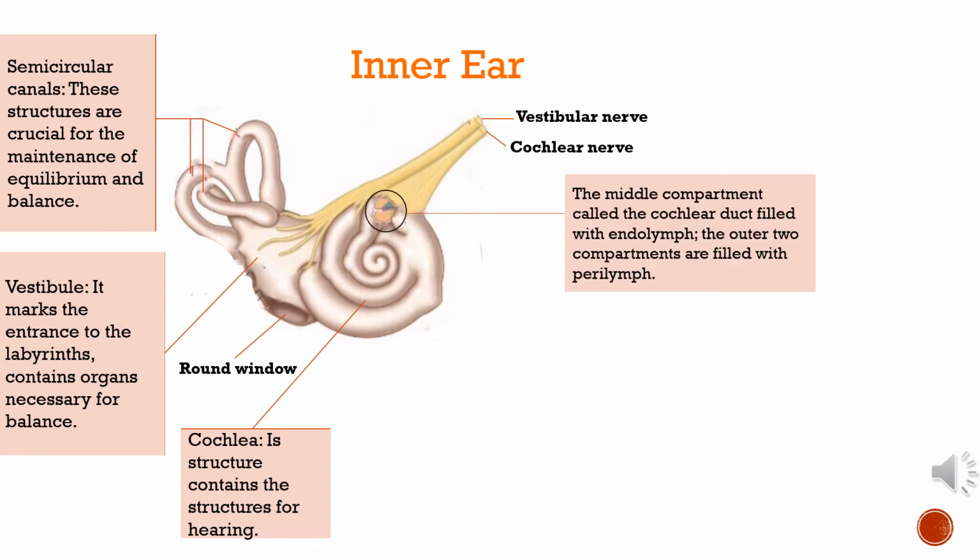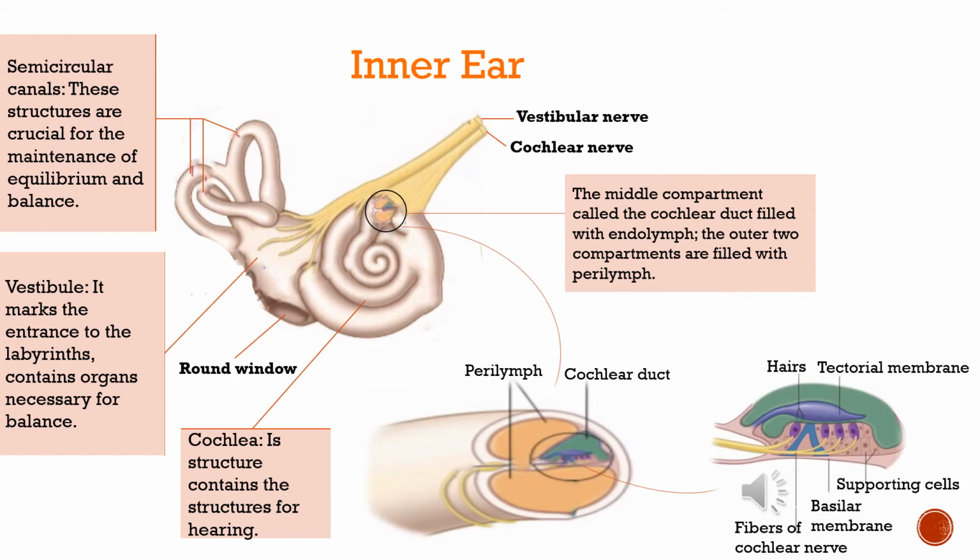The spirals of the cochlea are divided into three compartments. The middle compartment is called the cochlear duct, filled with endolymph. The outer two compartments are filled with perilymph. The organ of Corti consists of an epithelium layer composed of sensory and supporting cells, and thousands of hair cells topped with the tectorial membrane, also nerve fibers in the basilar membrane.